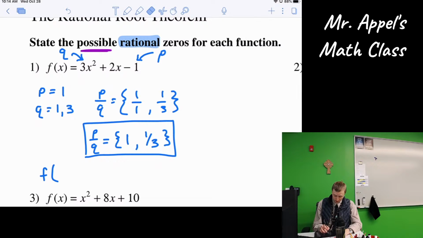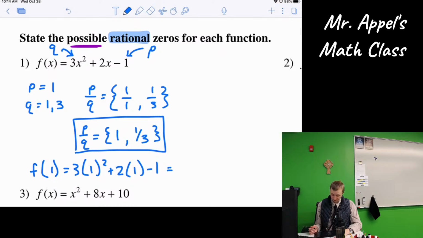I can go through and I should be able to say f of 1 should give me 3 times 1 squared plus 2 times 1 minus 1. What do I get? Well, 3 times 1 squared is 3 plus 2 times 1 is 2 minus 1. 3 plus 2 is 5 minus 1 is 4. Oh, I didn't get 0. So this is not one of the roots. Make sense?